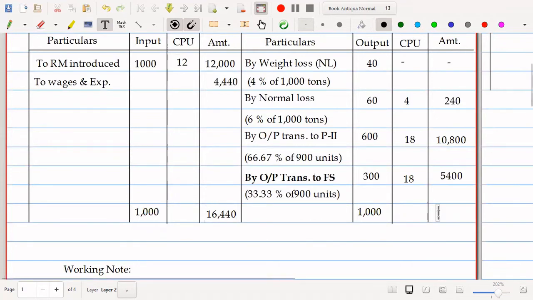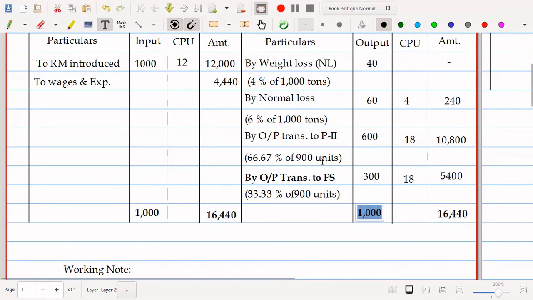And let's check out this total here. 240 plus 10,800 plus 5,400. It comes to 16,440. So this is how we have to do this. So we had a different problem here. That is, some portion is being transferred to finished stock and some portion is transferred to next process.